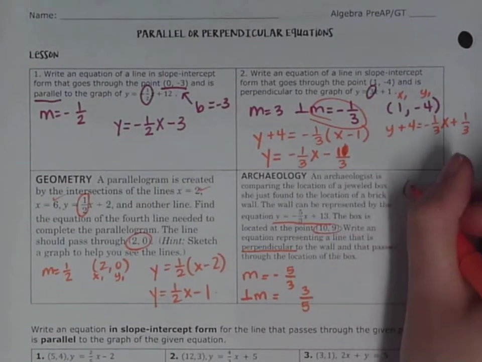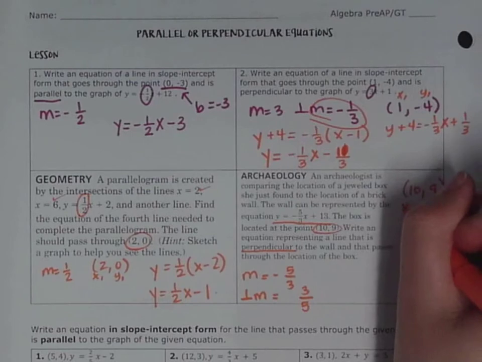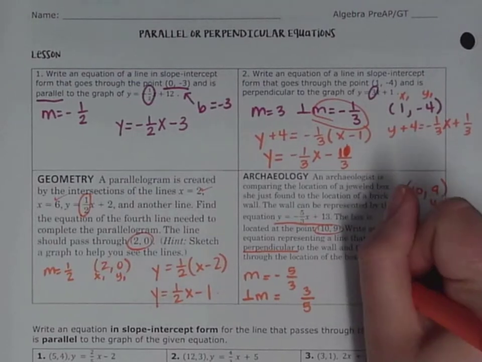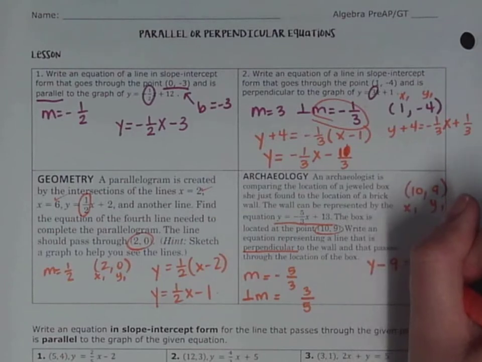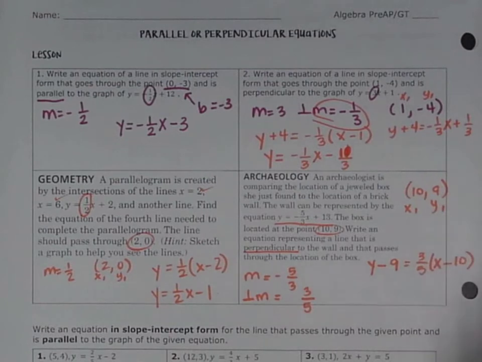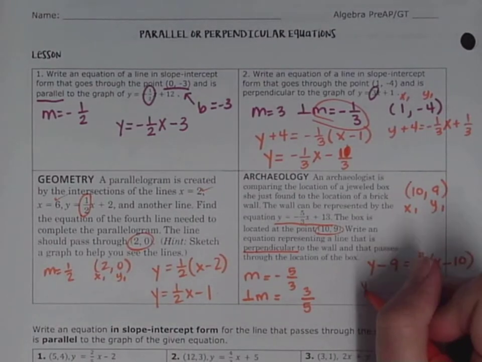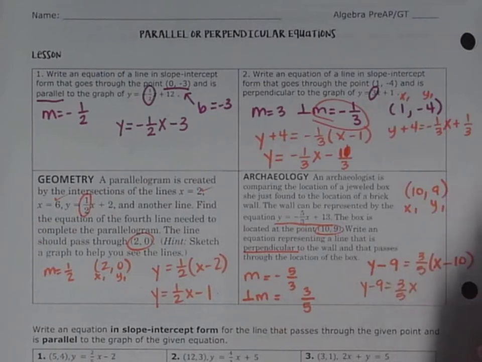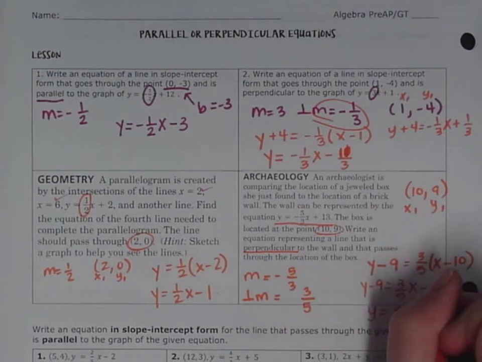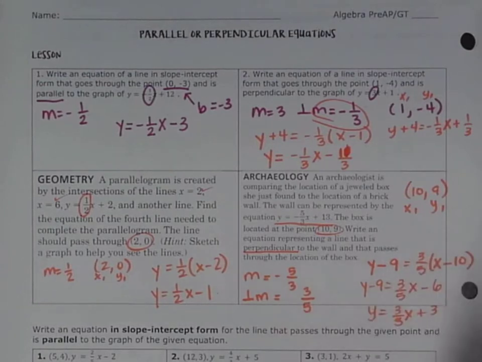So x1, y1. So y minus 9 equals 3/5 (x minus 10). Distribute your 3/5. And then add 9, y equals 3/5 x plus 3. Okay.